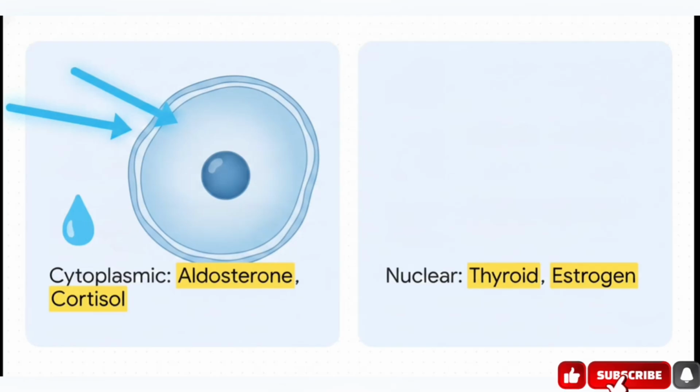Now let's talk about the hormones that actually enter the cell. Remember our steroid hormones and vitamins from earlier? They don't stop at the membrane. But please, don't mix them up. Some wait in the cytoplasm, while others go straight to the nucleus. Aldosterone, cortisol, testosterone, and vitamin D bind to cytoplasmic receptors. Meanwhile, thyroid hormone, vitamin A, estrogen, and progesterone head directly for the nuclear receptors.